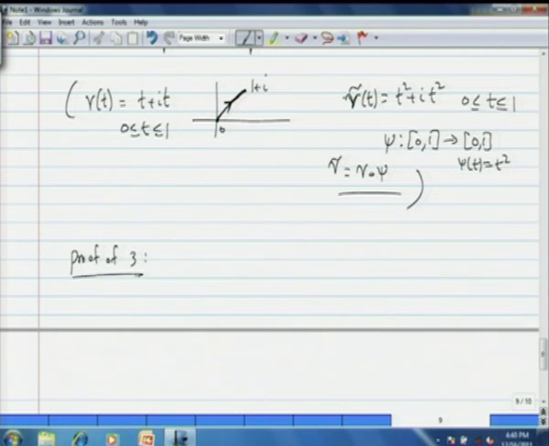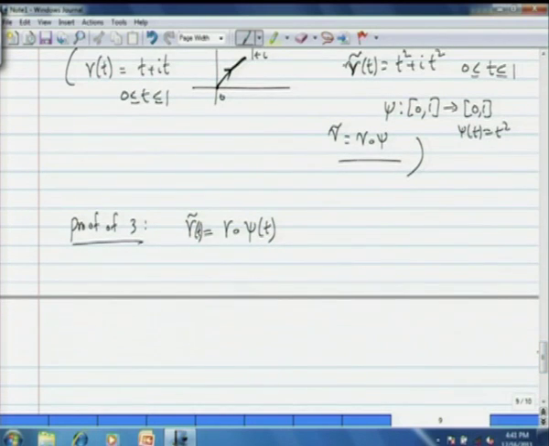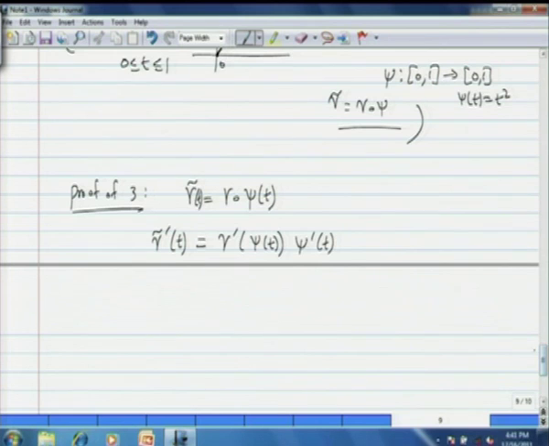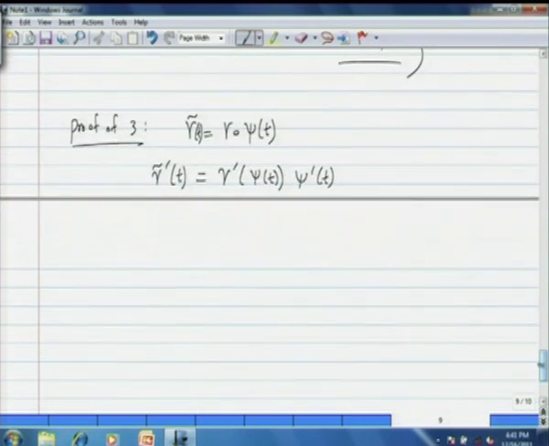Gamma tilde is gamma circle psi, gamma tilde of t, suppressing the t here. And since psi is differentiable, gamma is differentiable, the composition is differentiable, and so gamma tilde prime of t, by using the chain rule, is gamma prime of psi of t times psi prime of t. That is the chain rule, right. So, using the chain rule, you get this, and we will use this to do the following.